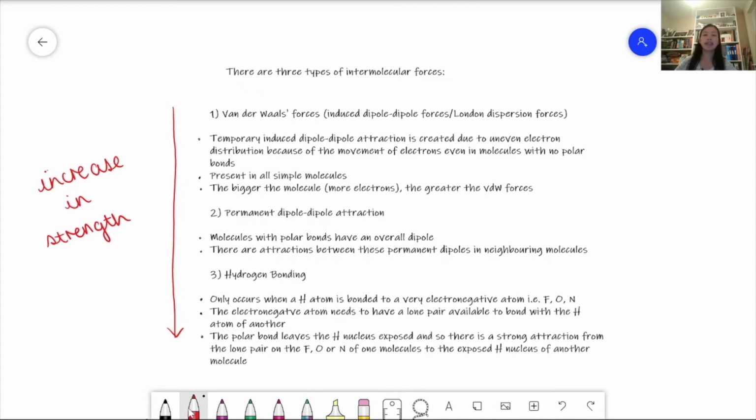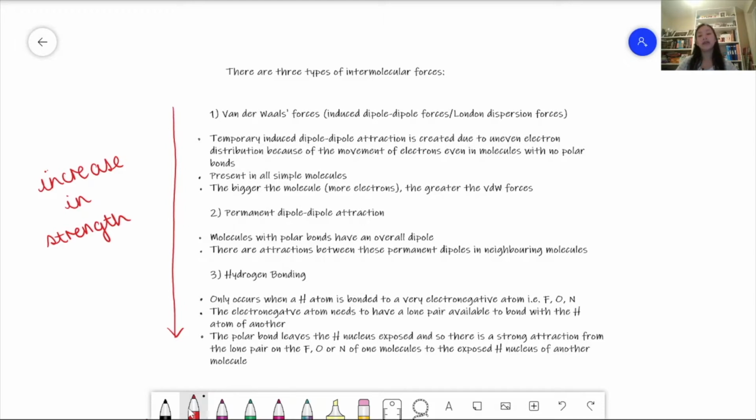So there's three types of intermolecular forces that we need to know about. The first one is van der Waals. And this is the weakest type of intermolecular force, and this is because temporary induced dipole-dipole attraction is created due to uneven electron distribution, and this is because of the movement of electrons. This occurs even in molecules with no polar bonds, so this is actually present in all simple molecules, so all covalently bonded structures which are simple molecular.